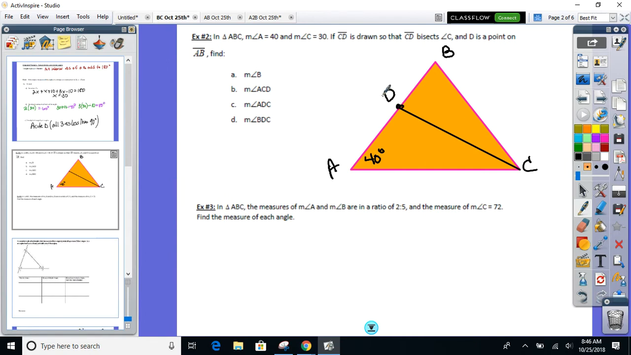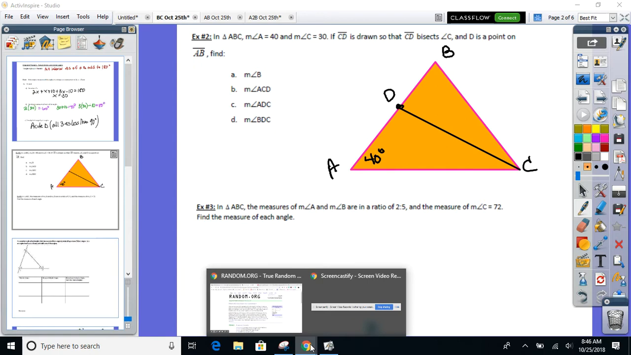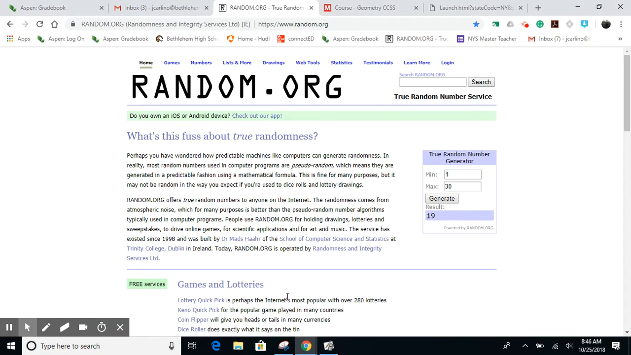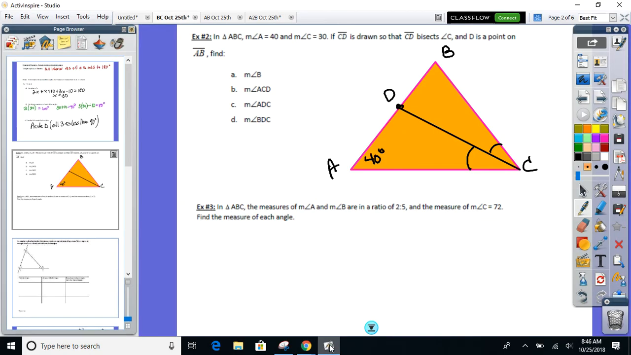And what's CD doing? Bisecting angle C. So I started at 30 degrees. Name two angles that are congruent up here. Perfect. ACD and BCD are congruent to each other. That's the definition of a bisector. Meaning if that whole angle was 30, what's each piece going to be? 15 degrees, got it.